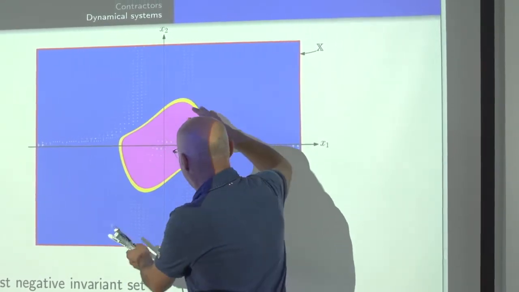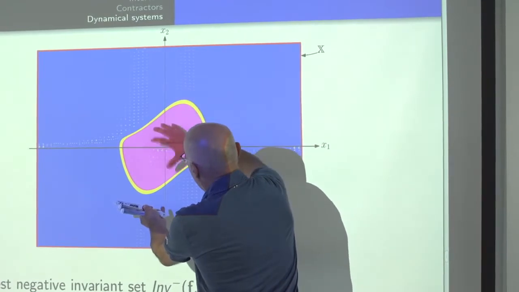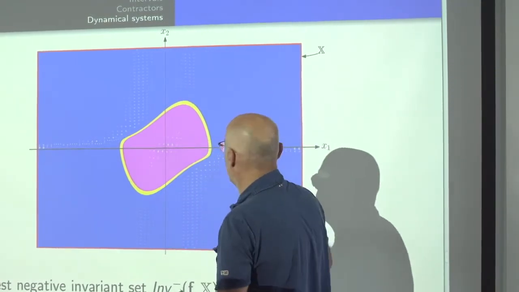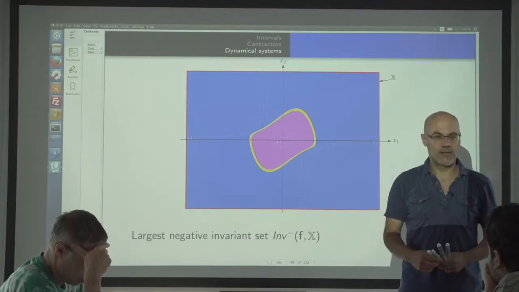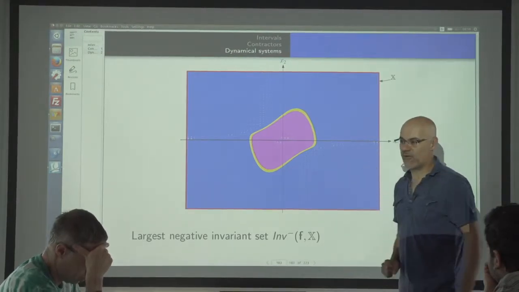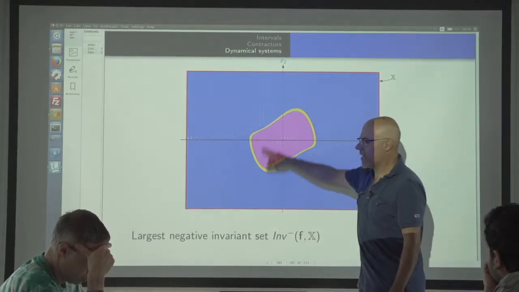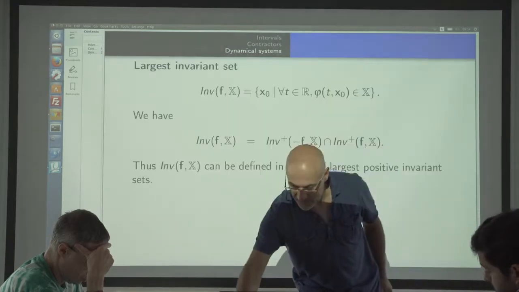So it corresponds to an inner and an outer approximation of the largest negative invariant set. We can see here that this kind of tool will make it possible to find limit cycles.